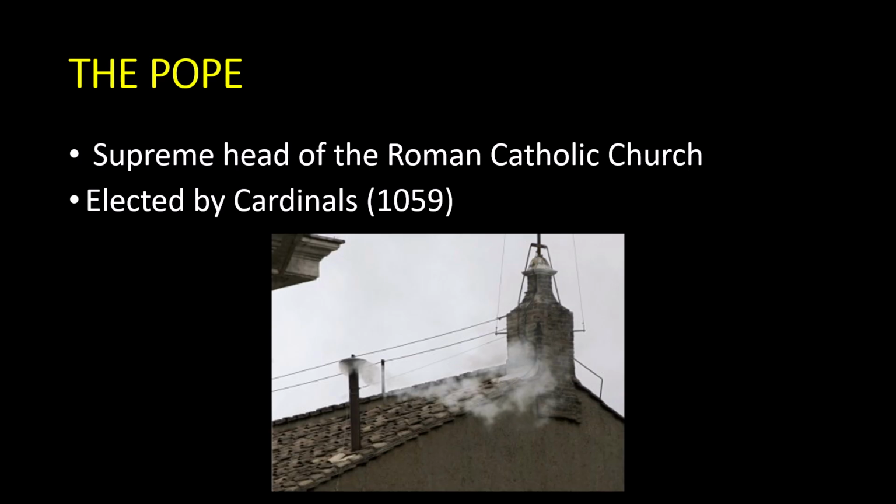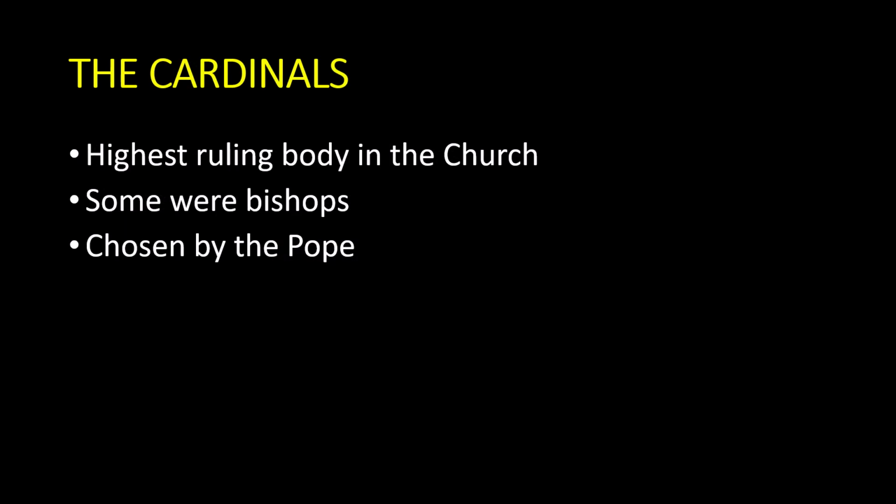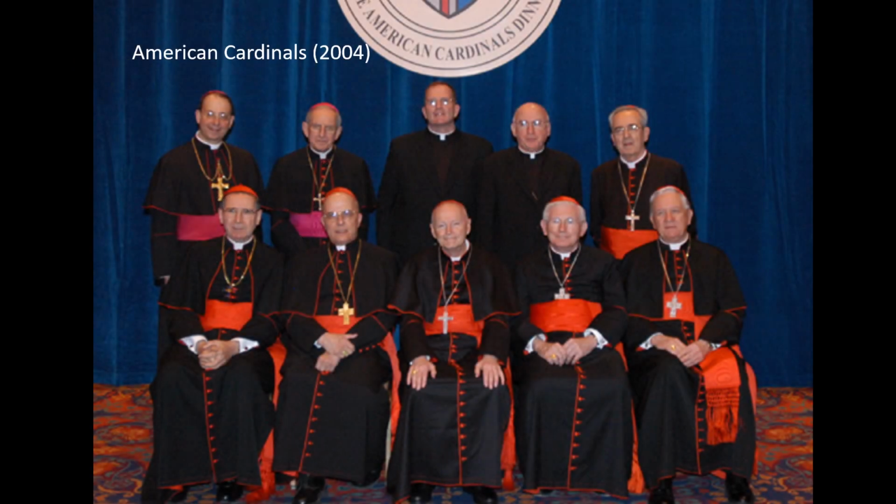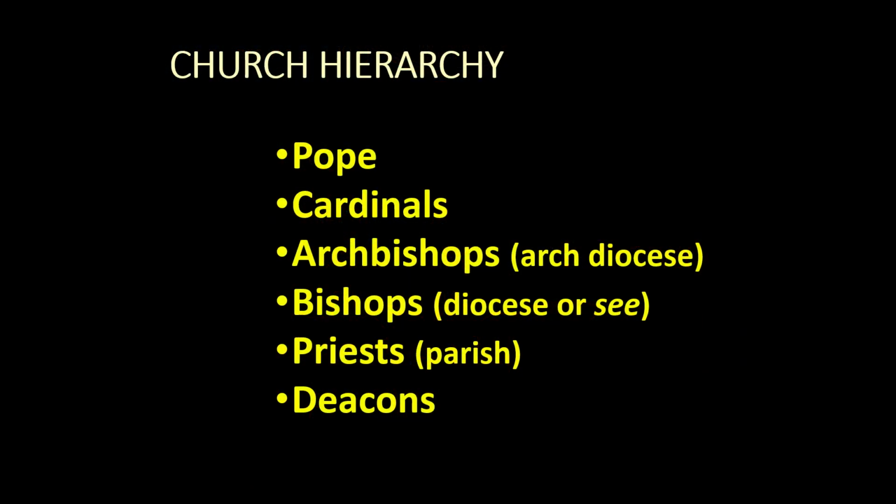Underneath the Pope in terms of authority were the cardinals, and from the year 1059 onwards they had the role of electing the Pope. These cardinals were usually bishops, but some came from the ranks of the priests and deacons, and cardinals were chosen by the Pope. Beneath them were the archbishops, who were the chief bishops of a province, and these provinces were called an archdiocese. Then there were bishops who presided over a principal city and the surrounding area, and this was called a diocese.